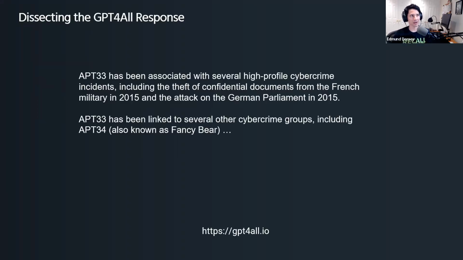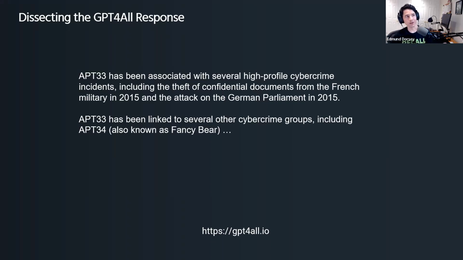Here's a good example. We're going to go back to that GPT4All question where I asked it, who is APT33? And you can see here, it says APT33 was associated with this attack on the German parliament in 2015. It's saying APT33 is linked to other cybercrime groups, including APT34, which is also known as Fancy Bear. If you're familiar with your APT actors, you'll know that Fancy Bear is actually APT28, and that German parliament attack is assessed to be associated with APT28, not APT33. So right away, the answer we're getting, while it looks really good, if you were to copy this into a report, it would probably be incorrect.